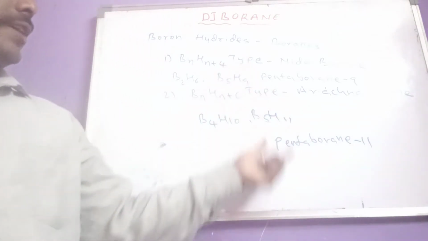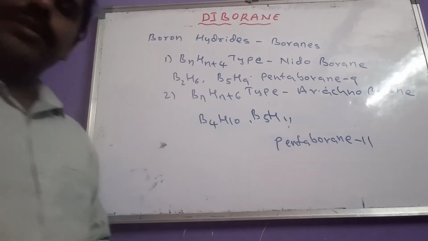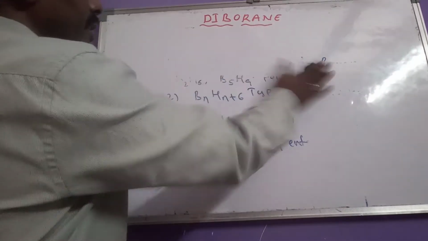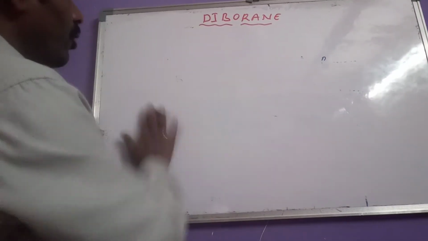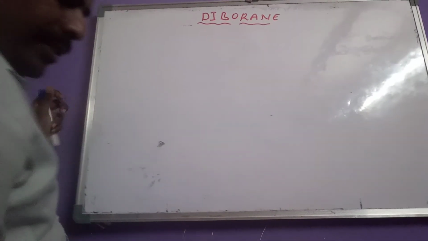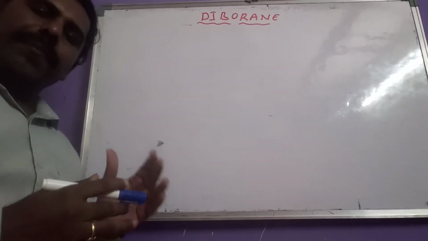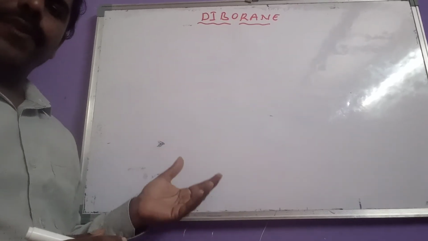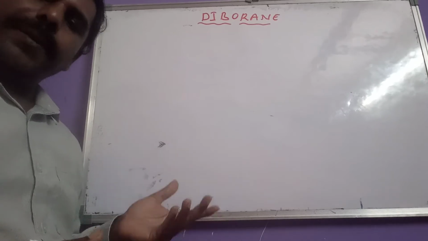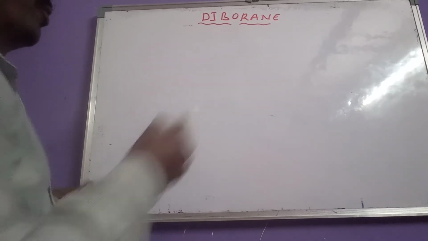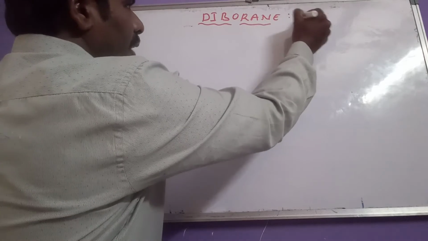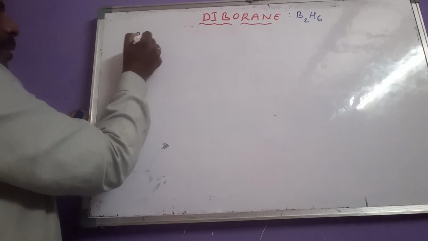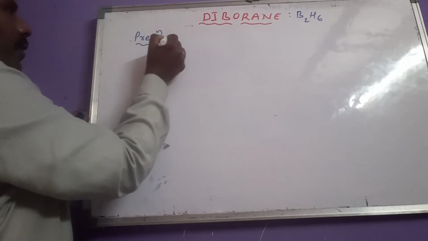Now in between these two types, nidoboranes are stable. Of course, the BnHn+6 type of boranes are unstable, but nidoboranes are stable. Now let us see, in the nidoboranes, the important topic is diborane. That only is present here for our present schedule and syllabus. Okay, let us see what is that diborane. Diborane formula, as we just observed, B2H6. First, let us see the preparation methods of diborane.